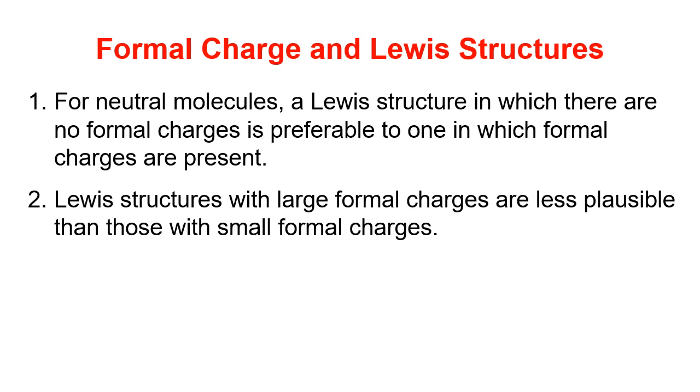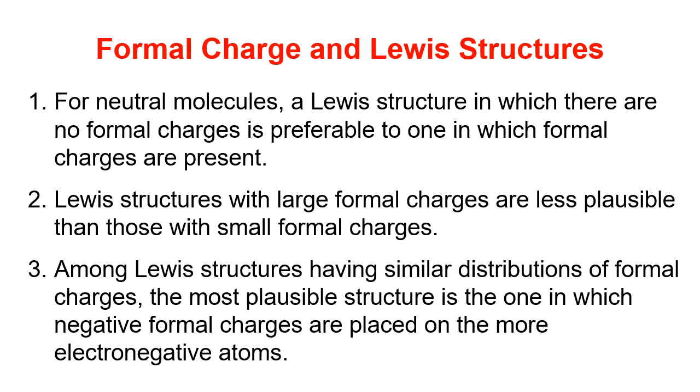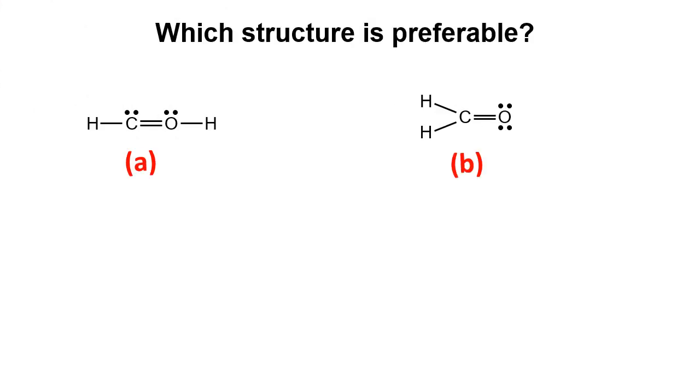Okay, students, but if we have the same formal charges on all atoms, what happens? For those Lewis structures having a similar distribution of formal charges, the most plausible structure is the one in which negative formal charges are placed on the more electronegative atom. Okay, we shall discuss all these three properties in our next example here.